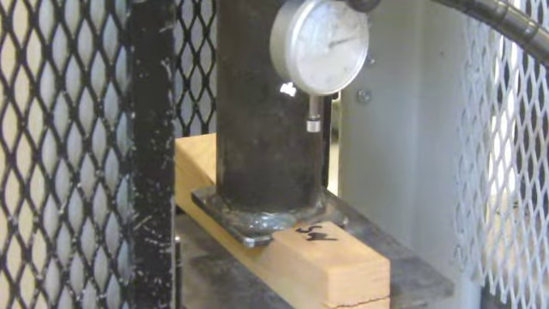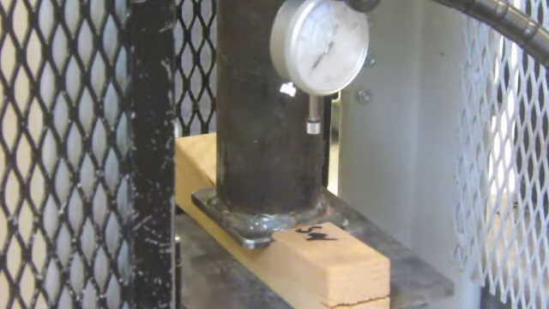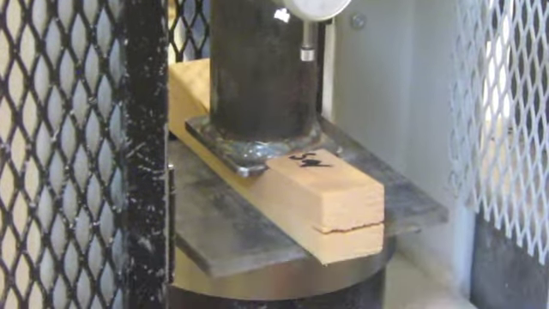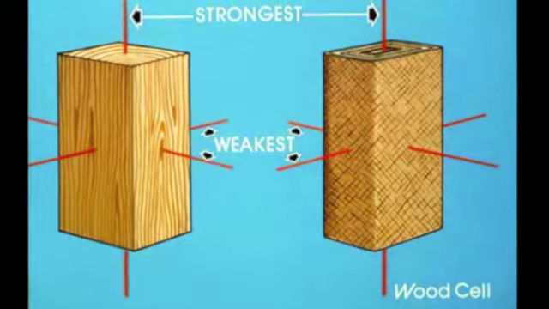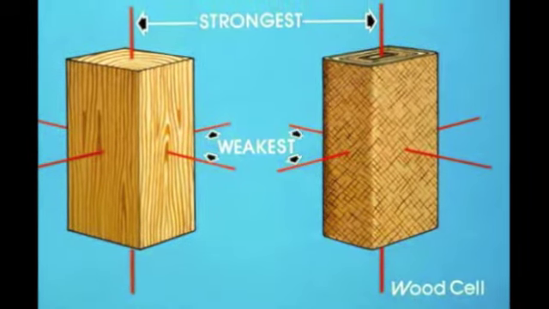Once your specimen fails, record and report the failure type, as you will use it in your lab write-up. Once you analyze all the data gathered, you will probably notice that wood is much stronger in parallel to the grain.